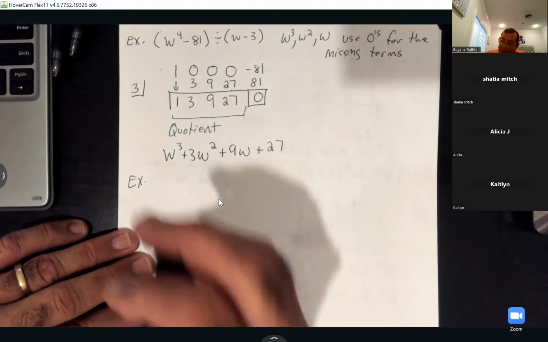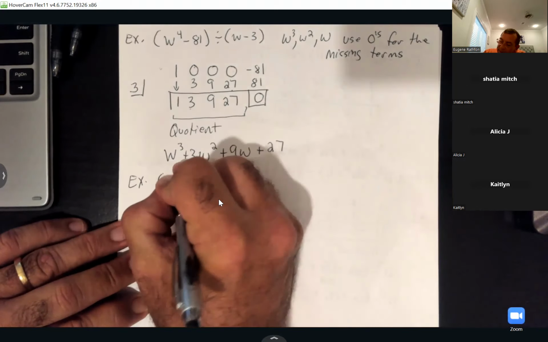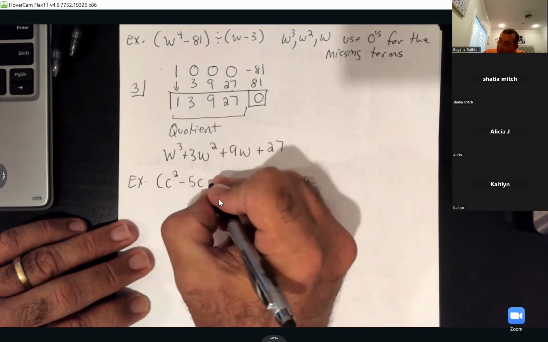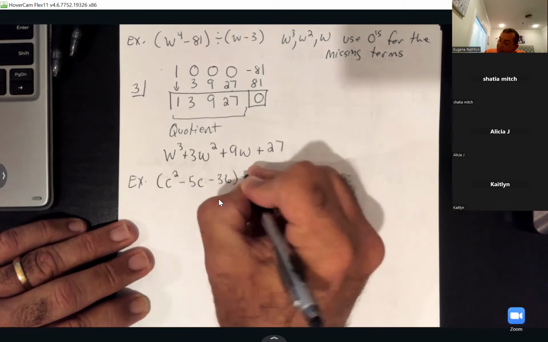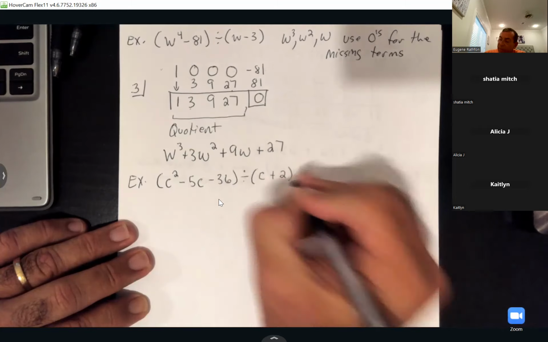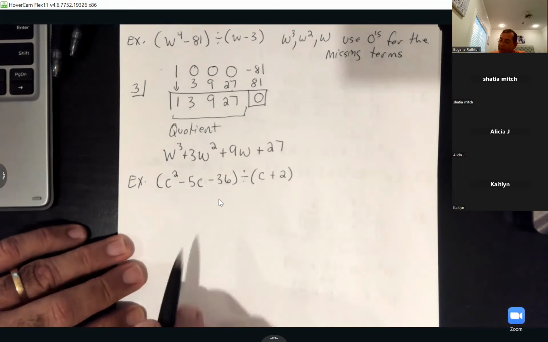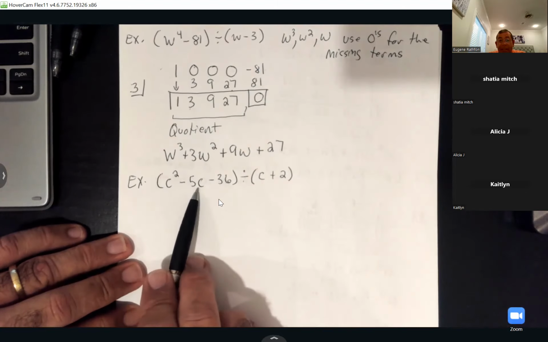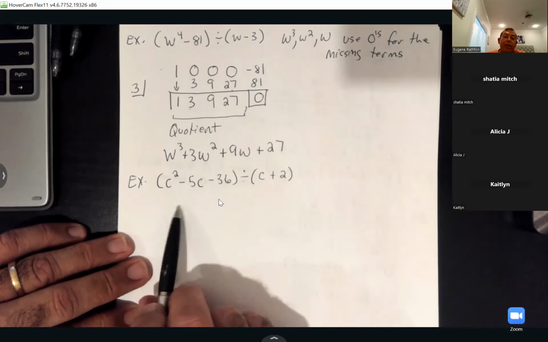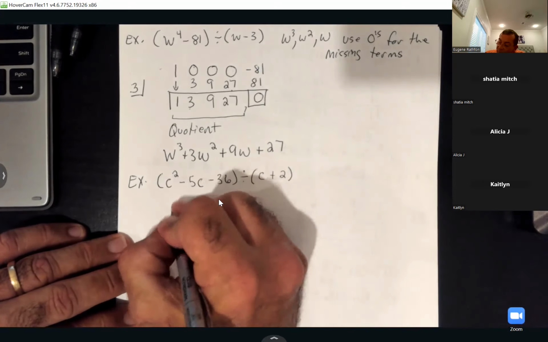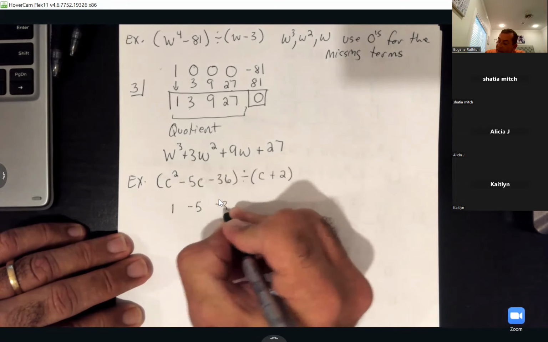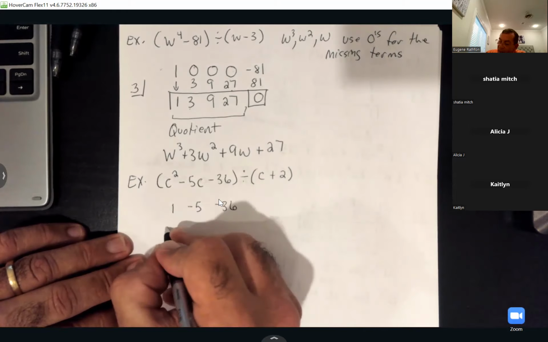All righty, let's try this one. C^2 - 5C - 36 divided by C + 2. So I've got a C^2 term, a C term, and my number, so nothing's missing. Also, 2 plus 1 is 3. That means I need 3 numbers. So I've got a 1 for my C^2, -5 for the C, and then my -36. I'm going to draw my box.